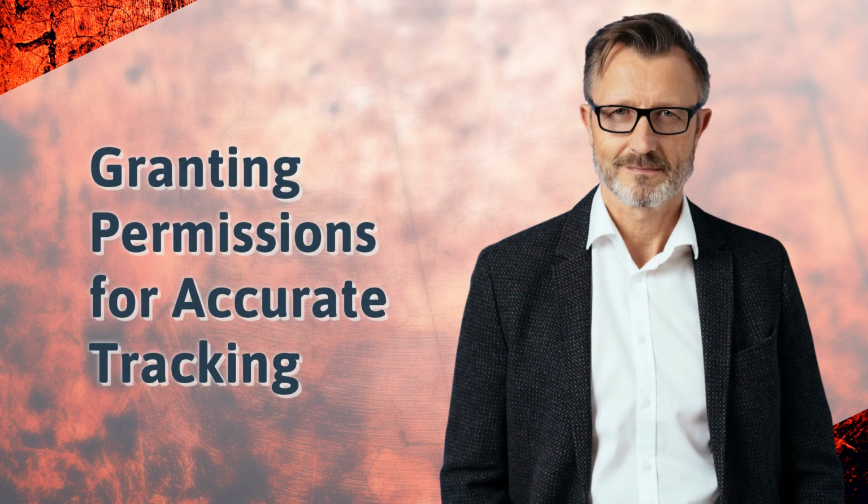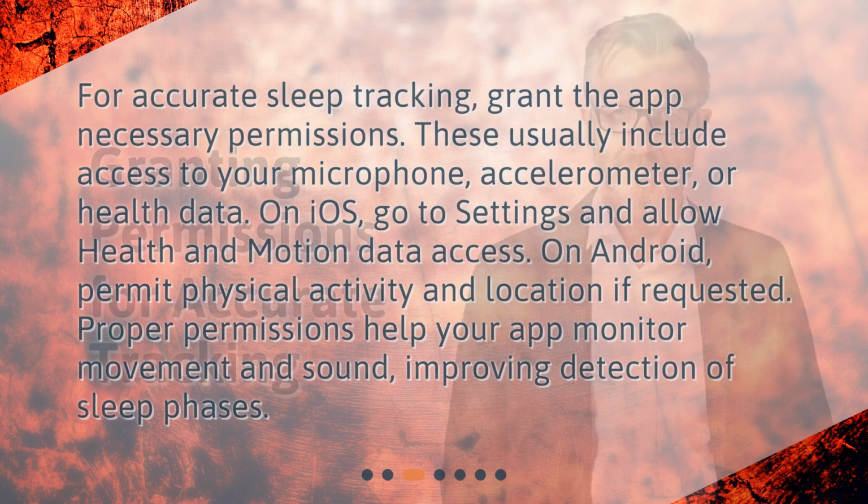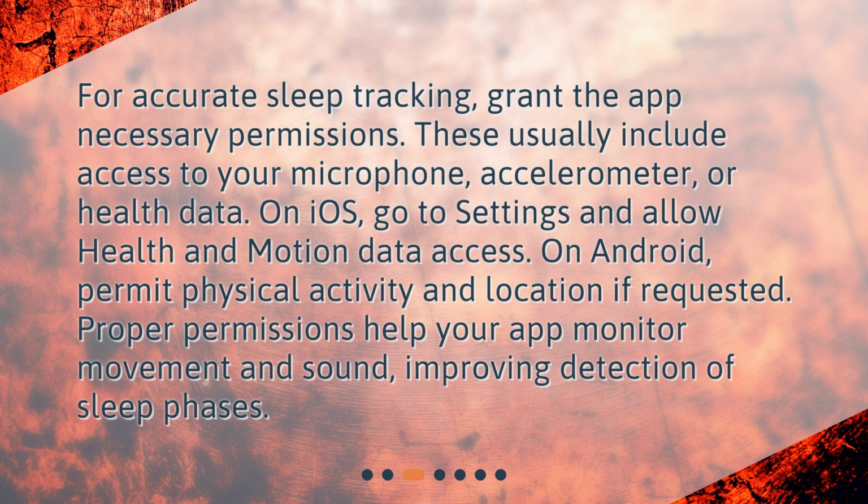Granting permissions for accurate tracking. For accurate sleep tracking, grant the app necessary permissions. These usually include access to your microphone, accelerometer, or health data. On iOS, go to Settings and allow health and motion data access. On Android, permit physical activity and location if requested. Proper permissions help your app monitor movement and sound, improving detection of sleep phases.